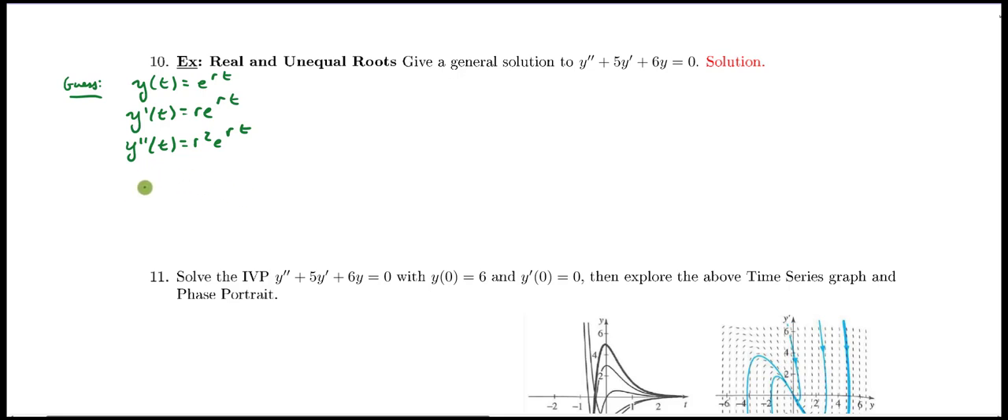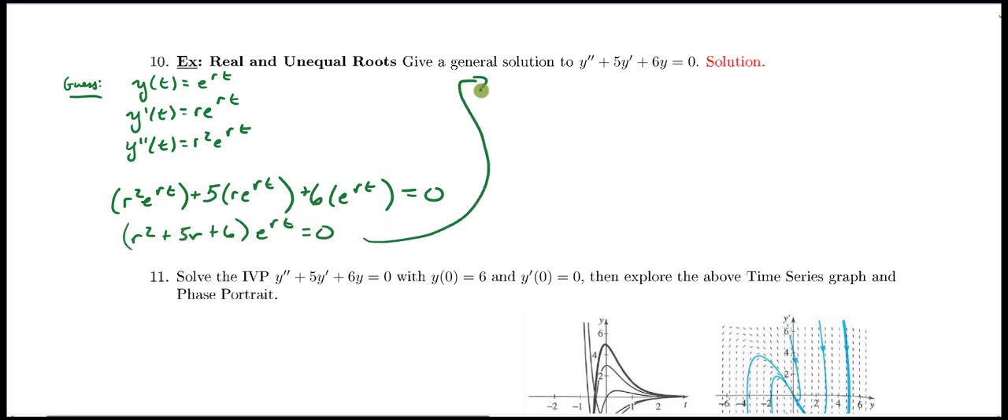Then we'll go ahead and plug this into the original ODE. So that gives us... we can then factor out the e to the rt. And then we make the conclusion that either e to the rt equals 0 by the zero product property, but that's not true, or r squared plus 5r plus 6 must equal 0. So this is that idea of the characteristic equation, and you can see that we are always going to end up with a polynomial. In this case, it would look like r squared plus 5r plus 6.